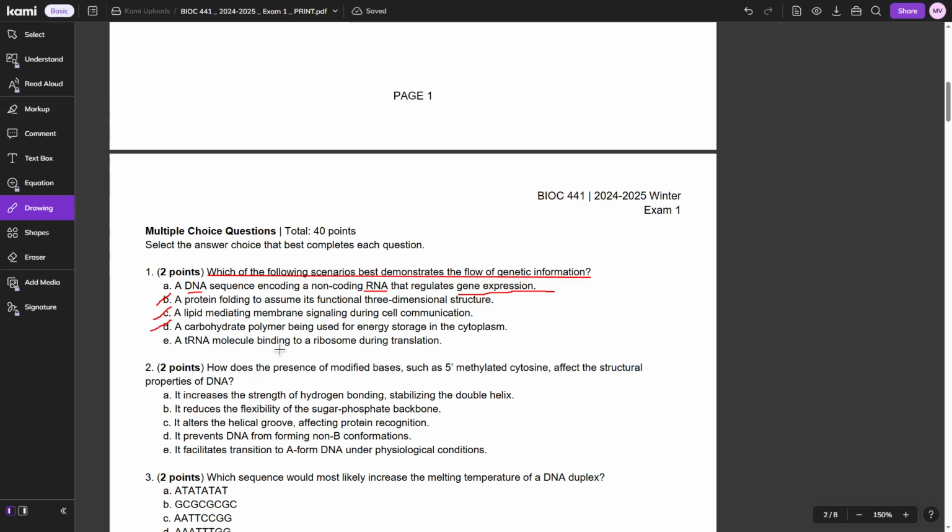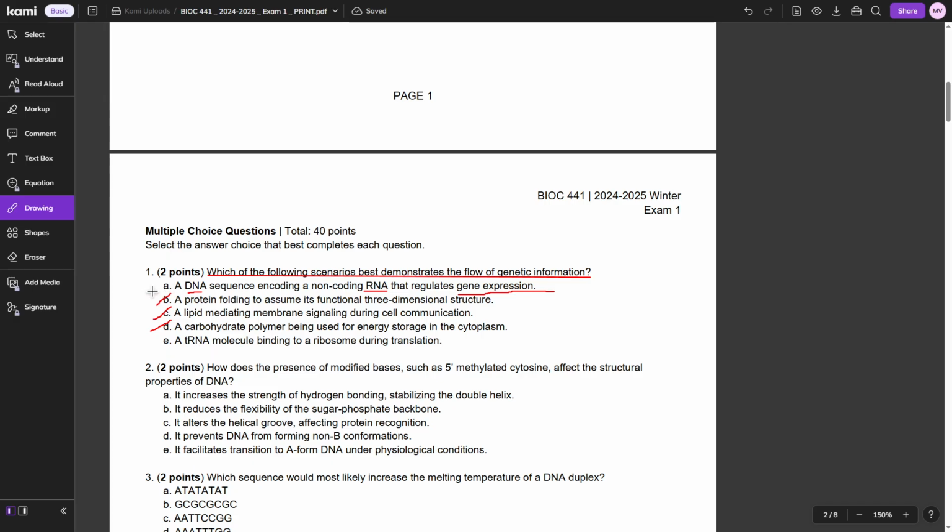tRNA molecule binding to a ribosome during translation. I mean, that's a decent answer. That's kind of going from RNA to protein. But I think the issue with this is that it's only looking at one aspect of genetic information flow. It only looks at the translation portion of it. I want something that looks at everything.